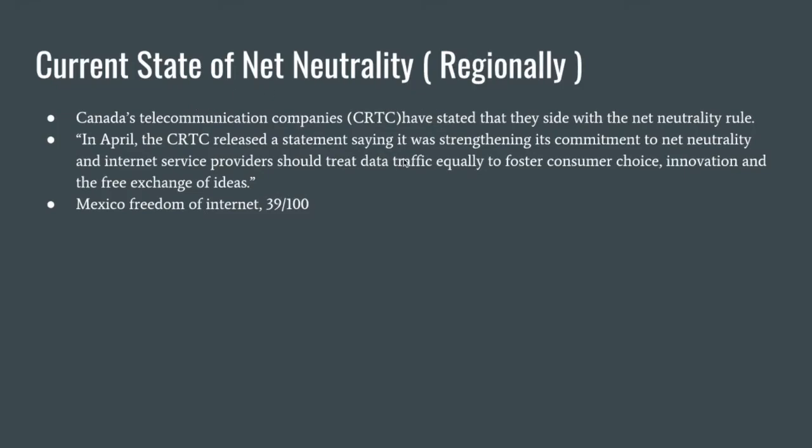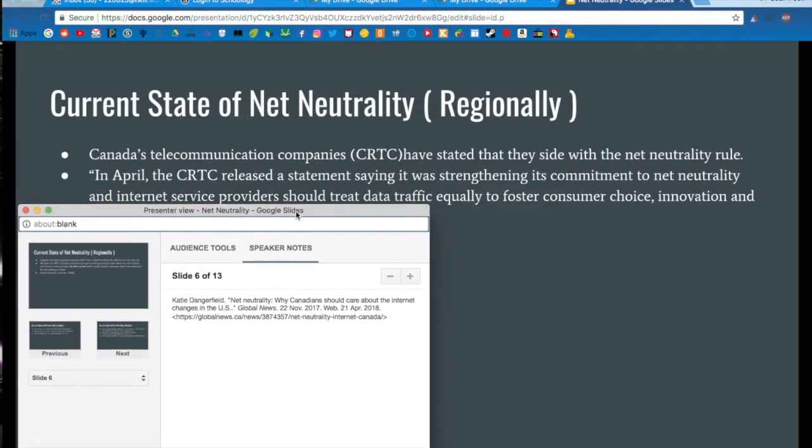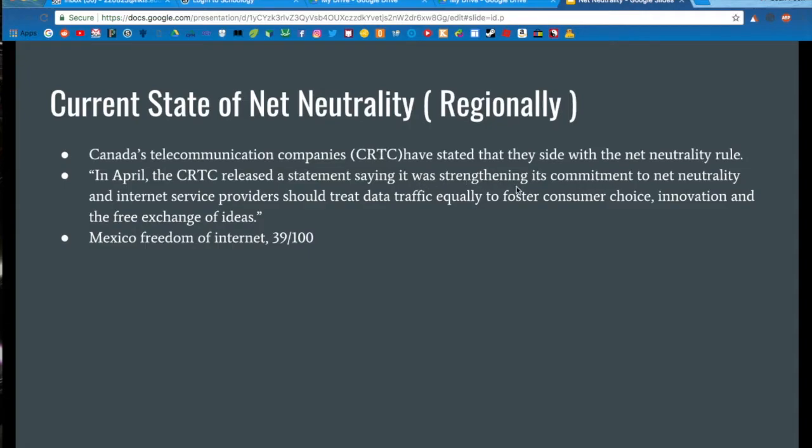So the current state of net neutrality regionally, as in Canada, Mexico, North America in general. Canada's telecommunication regulator, the CRTC, has stated that it will side with the net neutrality rule. In April, the CRTC released a statement saying that it was strengthening its commitment to net neutrality, and internet service providers should treat data traffic equally to foster consumer choice, innovation, and the free exchange of ideas. That was quoted from Global News Network, and from the Freedom Press. I think it was Freedom Press.